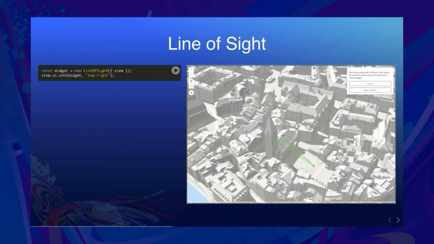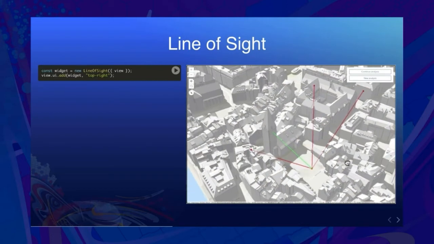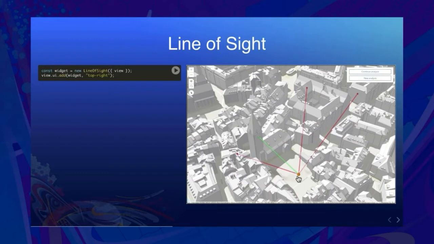So I can check here the church tower, or I can check this building here, or this roof here, or maybe these buildings over here. Now I can see that from this point, I can see the church tower, but I cannot see these buildings over here. They are being obstructed by something else.